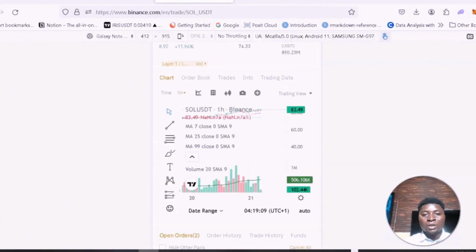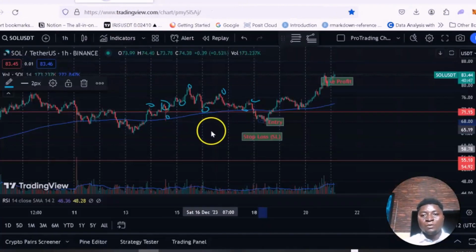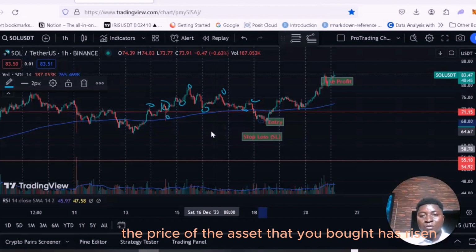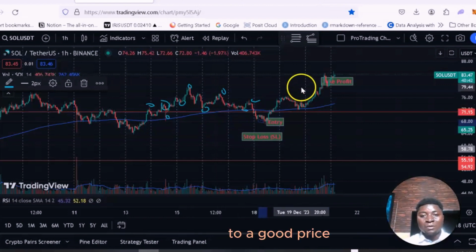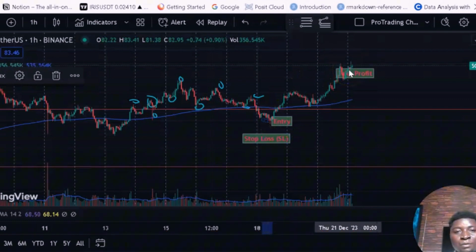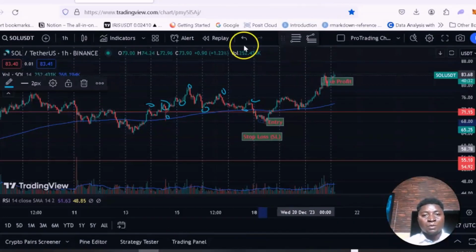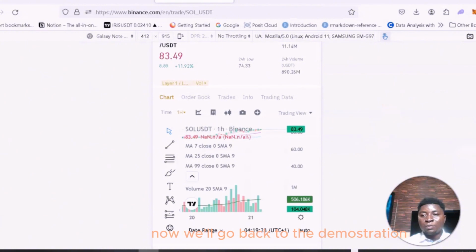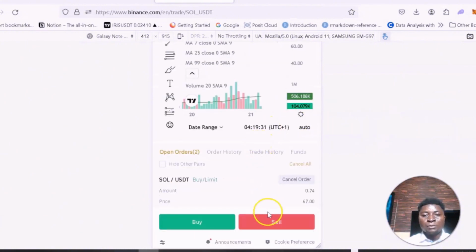So that is how to buy using limit order and using market order. Now what if you want to sell? What if the price of the asset that you bought has risen to a good price? For example, you bought here and it has risen to 82. How do you sell and be profitable? Now we'll go back to our demonstration. In this case, you go to sell, not buy. So for buying, you click buy, and for selling, you click sell.